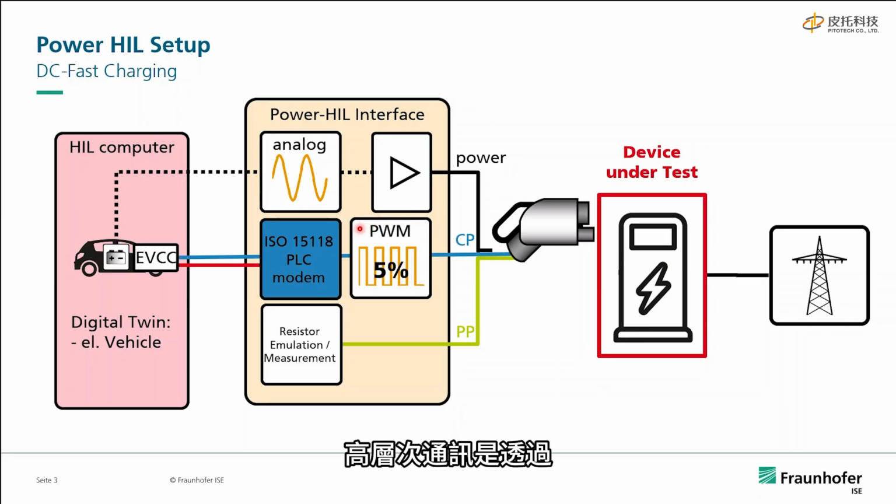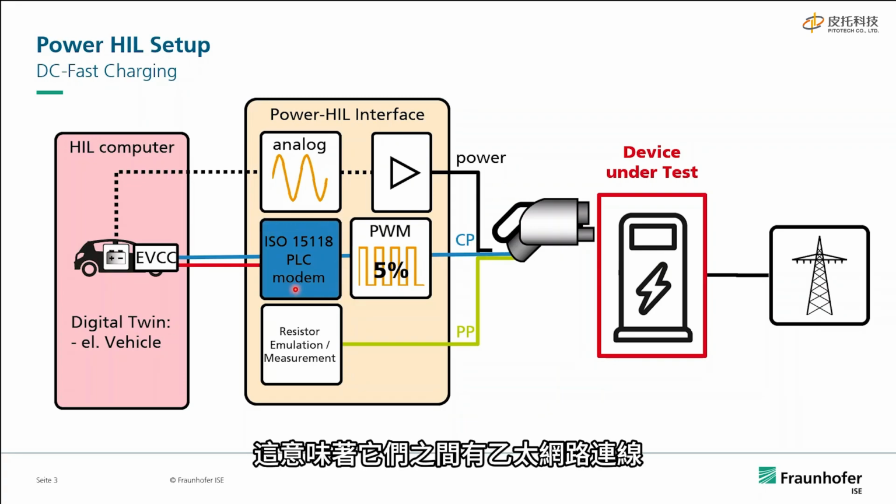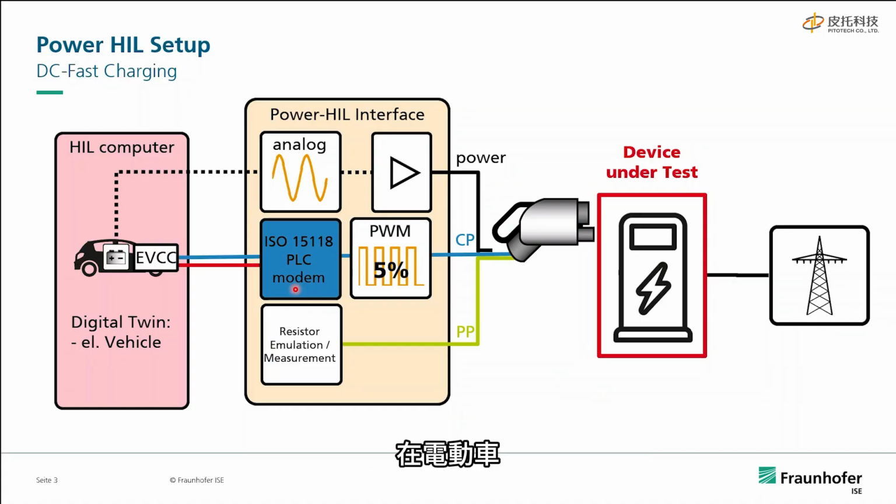The high level communication is established with modulated PLC communication on the CP contact. That means an Ethernet connection is created between the electric vehicle and the charger. This communication is done by the standard ISO 15118-2, and various messages are communicated.